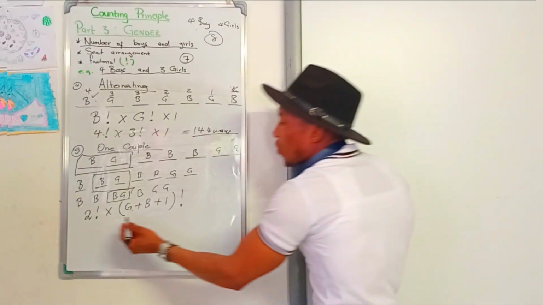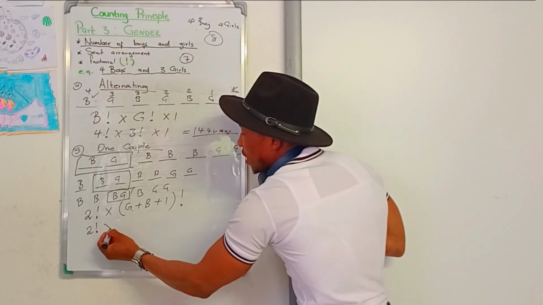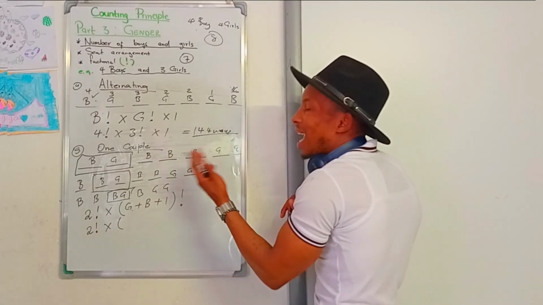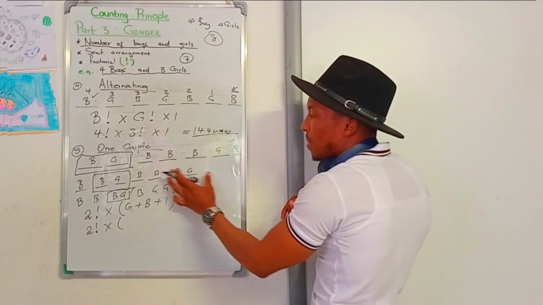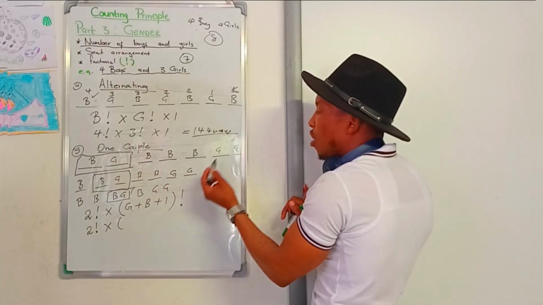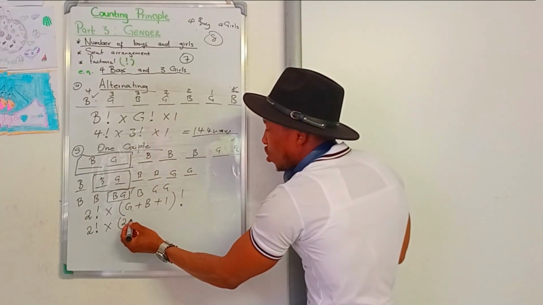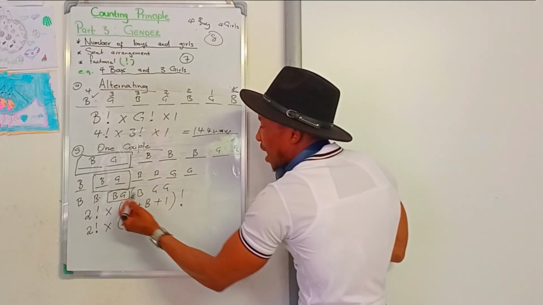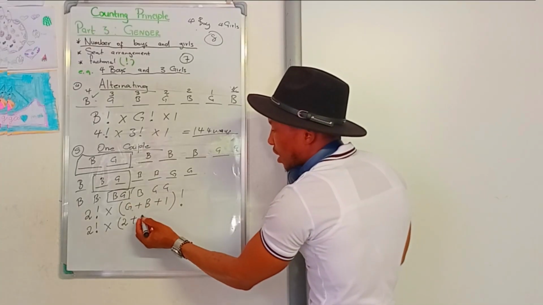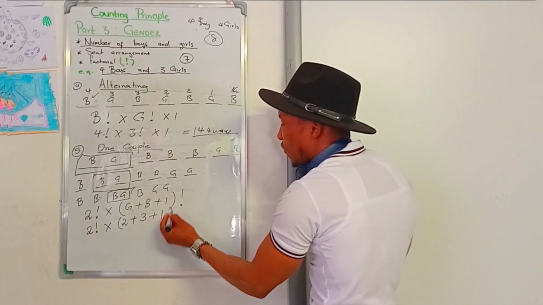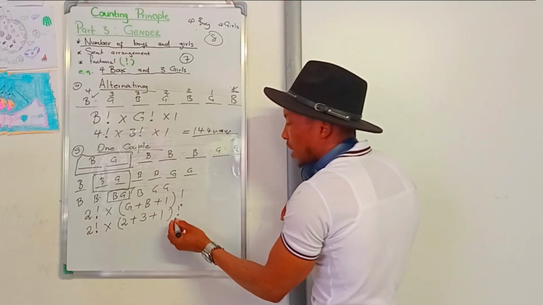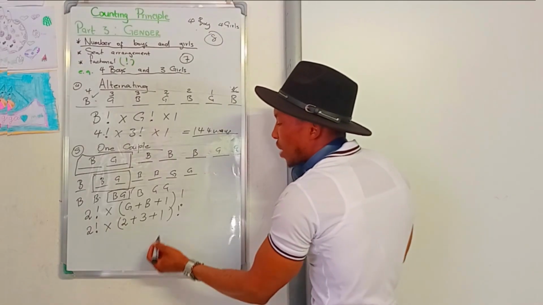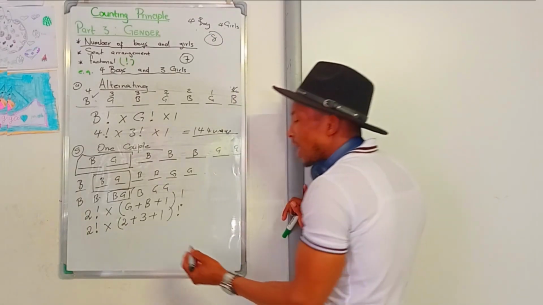Okay. Then we have 2 factorial times how many girls are remaining that are not inside the box? They are 2. Then we have 2 plus how many boys are outside the box? They are 3. 3 plus 1. The formula, that one is just telling us the entity. Then 2 plus 3 plus 1 equals 6.